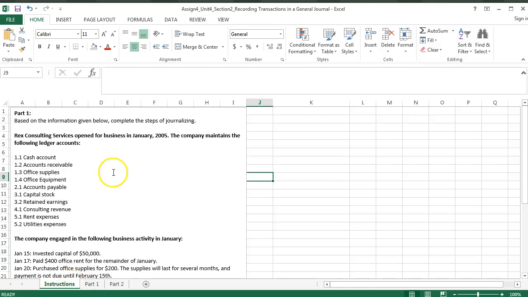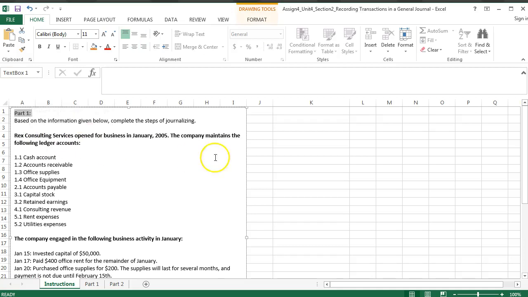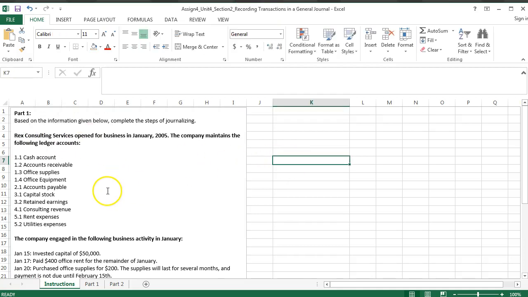So this first tab is just instructions, going over part 1 specifically, but the same thing will apply to part 2 as well. So we're working for Rex Consulting Services, and they opened business in January 2005. The company maintains the following ledger accounts.